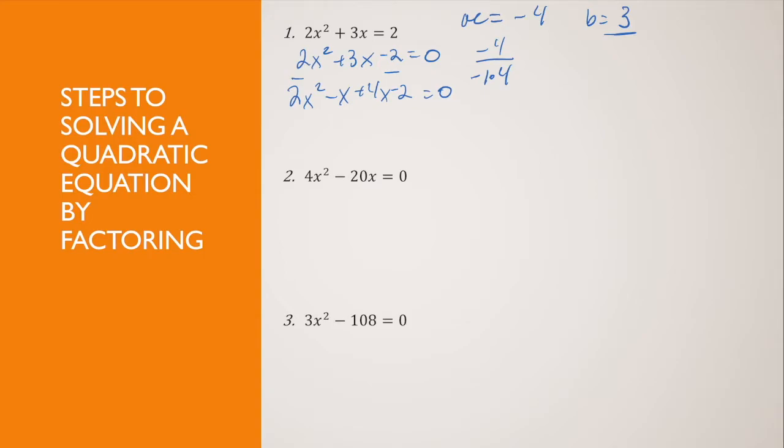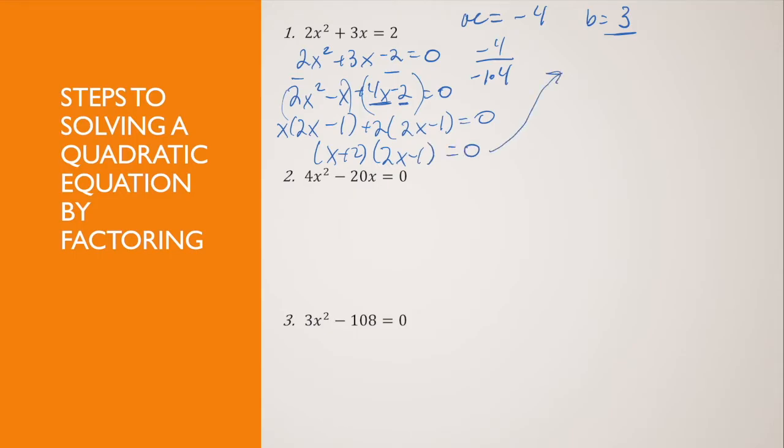I have my grouping symbols. The greatest common factor of 2x squared and x is x. The greatest common factor of 4x and 2 is 2. So I have x plus 2 times 2x minus 1 equals 0. So that means x plus 2 equals 0, or 2x minus 1 equals 0. That means x is negative 2, or 2x is 1, x is 1 half.